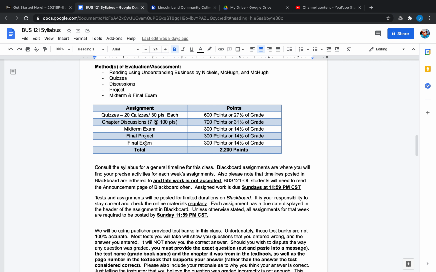So when you break it down, we have 20 quizzes at 30 points each. That equates to 600 points or 27% of your grade. So almost a third of your grade is going towards quizzes. You can take the quizzes 3 times each, and it will take the highest score out of the 3.